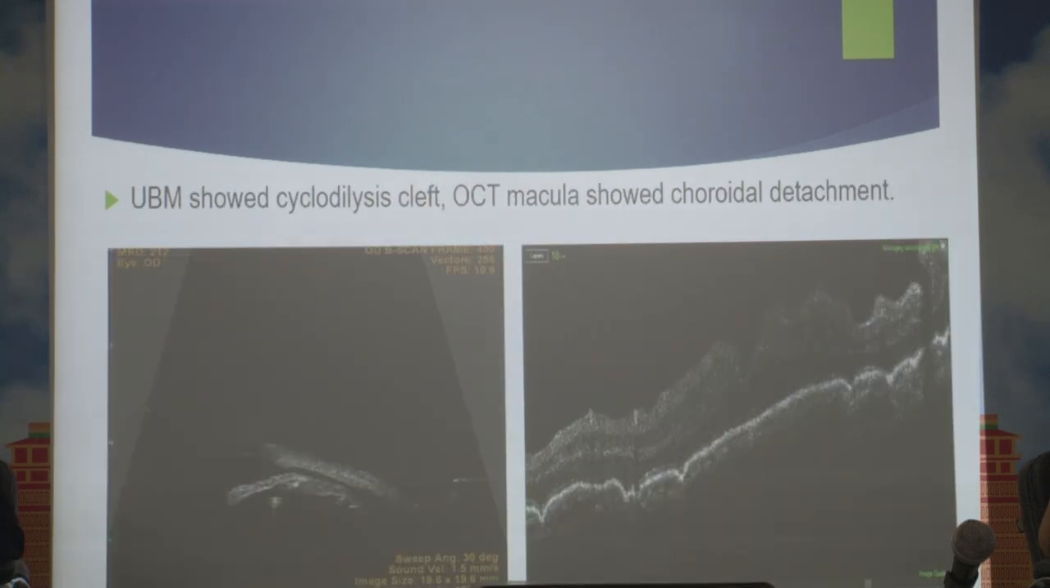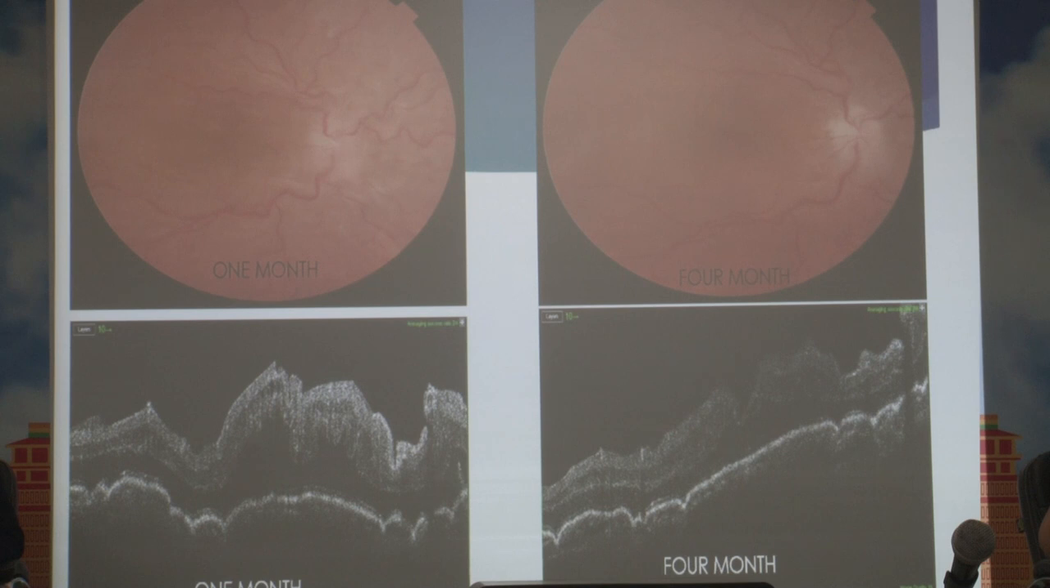The UBM showed the cyclodialysis cleft, and we did the OCT macula, which showed the choroidal detachment and multiple folds. So we started the patient on atropine 1%, three times per day. After 1 month, this is the picture of the fundus, and this is the OCT macula picture, and we continued the treatment. The patient is still on treatment.